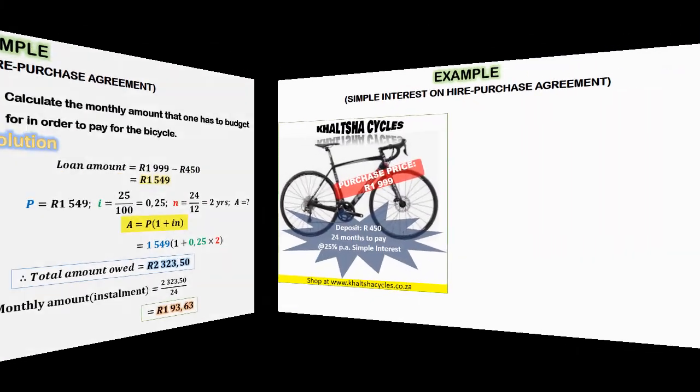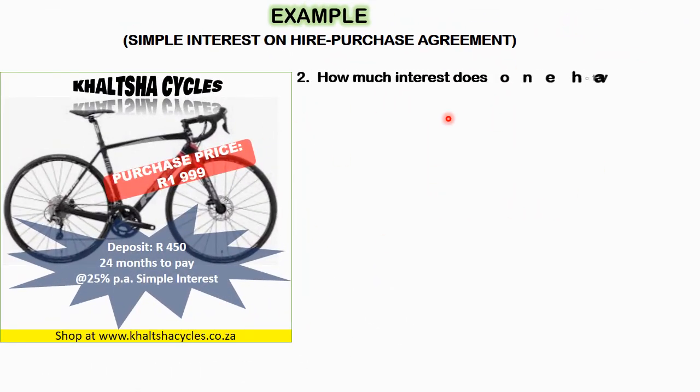Okay. The second question. In the second question, it says how much interest does one have to pay? Okay. You are paying that as a borrower. But the very same interest that we're talking about is the interest that is going to be gained by Culture Cycles on top of the 1,999.